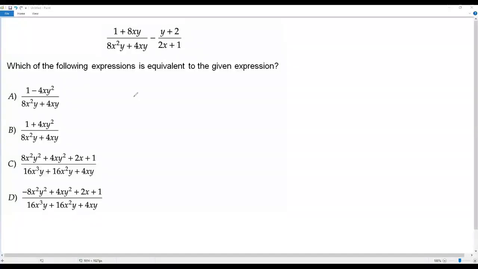Here we have a SAT math question. Okay, let's go to the information. So there is an expression given over here. Which of the following expressions is equivalent to the given expression? Okay, so in the given answer choices, we have to find the one which is equivalent to this expression.